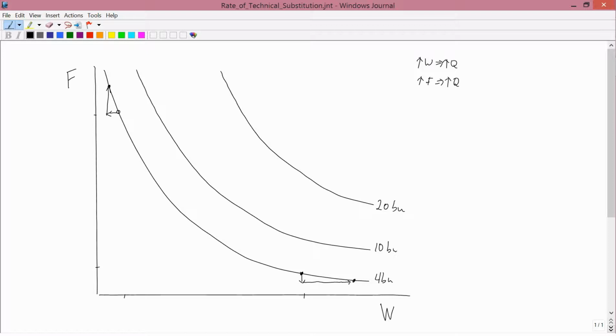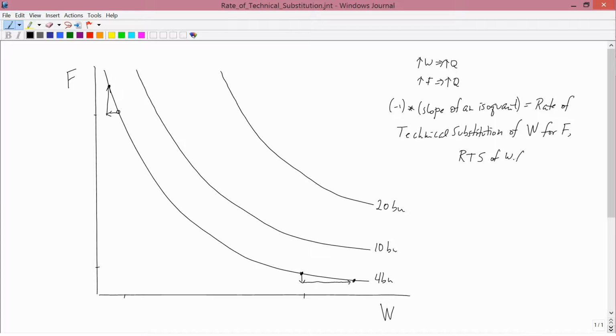We have a name for the slope, or actually a name for -1 times the slope. -1 times the slope of an isoquant is called the rate of technical substitution, of whatever is on the horizontal axis, I call it W here, I put W on the horizontal axis, for whatever is on the vertical axis, and I put F on the vertical axis in this example. The abbreviation we're going to use is RTS of W for F. And sometimes I don't write of W for F, I just write RTS.